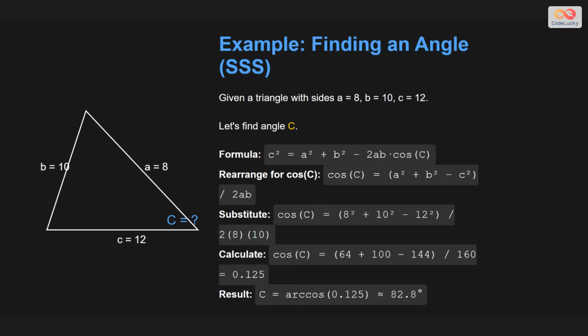Now let's find an angle. Given a triangle with sides of 8, 10, and 12. To find angle C, we rearrange the formula to solve for the cosine of C. It becomes a squared plus b squared minus c squared, all divided by 2ab. Plugging in our values, we get that the cosine of C is 0.125. Taking the arccosine gives us an angle of about 82.8 degrees.